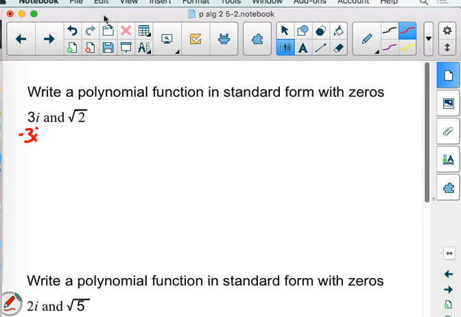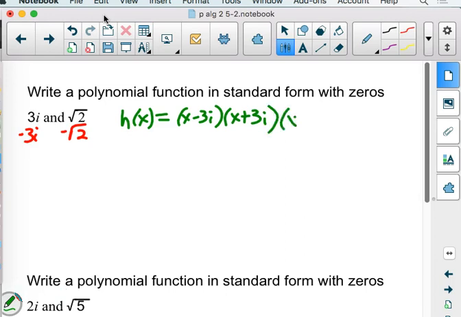And radicals don't come alone. Think about the quadratic formula. There's always a plus and minus in front of it. So we actually have 4 zeros for this one. So when I write my polynomial, I guess I'll call this one h of x, I'm going to need x minus 3i, x plus 3i, x minus the square root of 2, and x plus the square root of 2, which looks awful. How are we supposed to multiply that together?